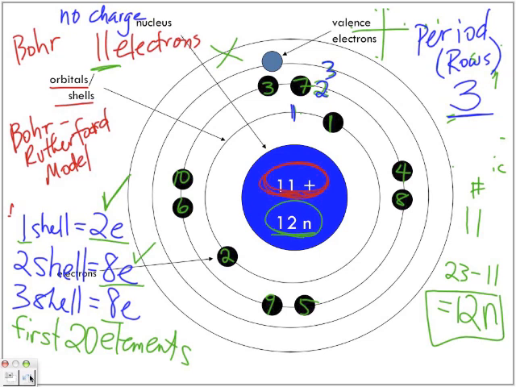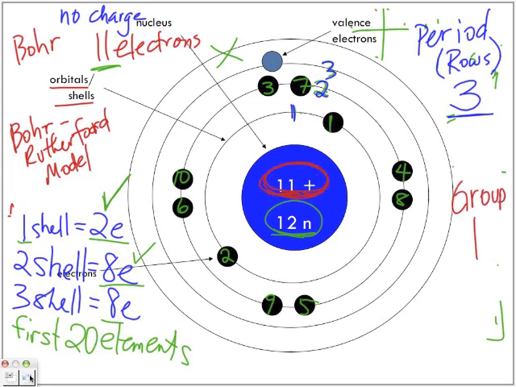Now, what group number does sodium belong to? Sodium belongs to group number 1. So because it belongs in group number 1, it has 1 valence electron. And this is the little hint that I was telling you guys about in the previous chapter on the periodic table.